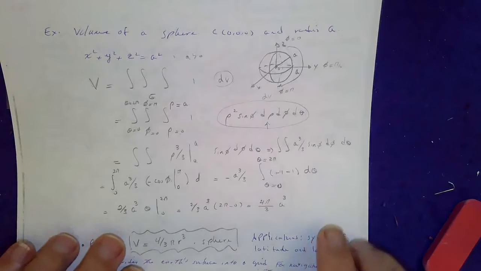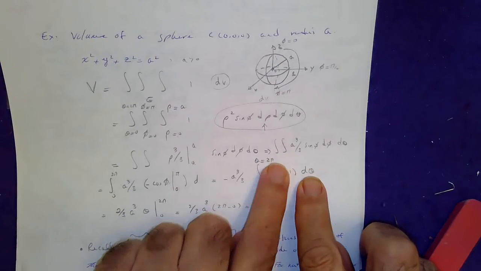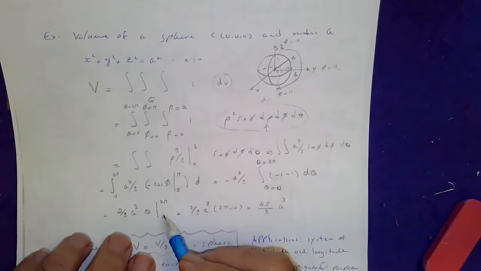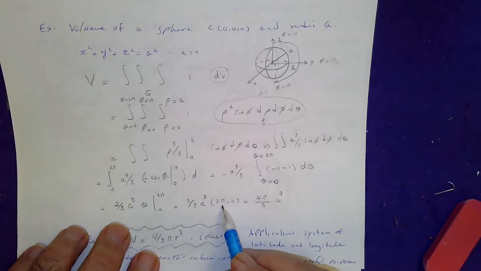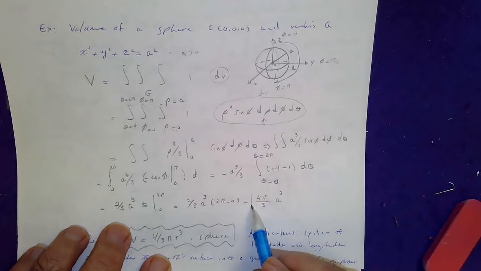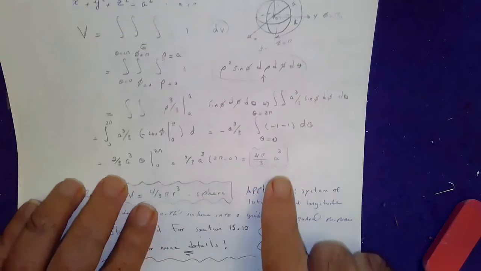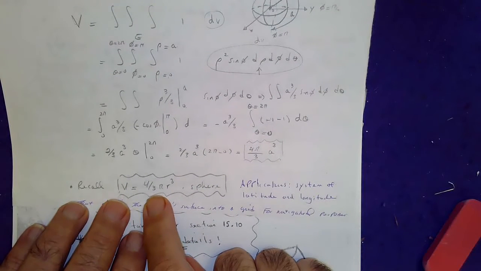But now you have the antiderivative of d theta, which is theta, and theta goes from 0 to 2 pi. So that's 2/3 a cubed times 2 pi, which gives you 4 pi a cubed over 3. And that's precisely what the volume of the sphere is.